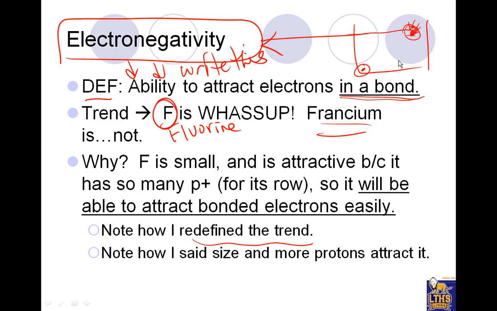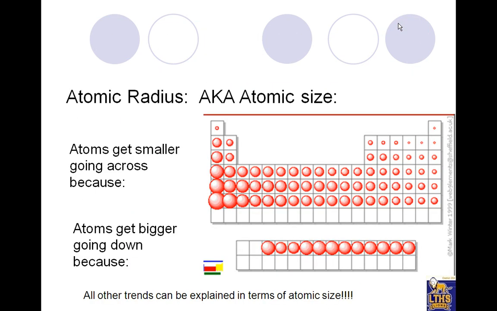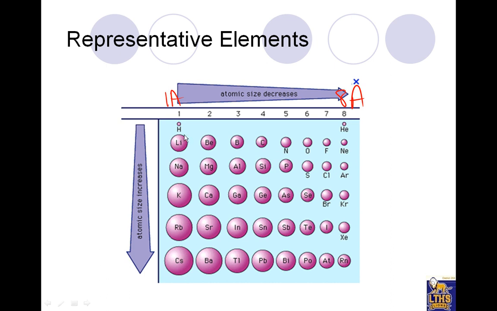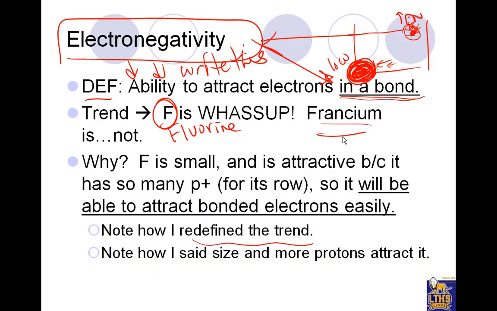Okay, so let's talk about francium then. Francium, big atom. If this big atom wants to pull electrons from another element to make a bond, it can't pull electrons really strongly, because any electrons it's trying to pull are far away from its nucleus. So francium has low electronegativity. Fluorine has high electronegativity. So the bigger an atom is, the less electronegative it is. Atoms get bigger going down, so atoms get less electronegative going down. Atoms get smaller going across, so atoms get more electronegative going across.